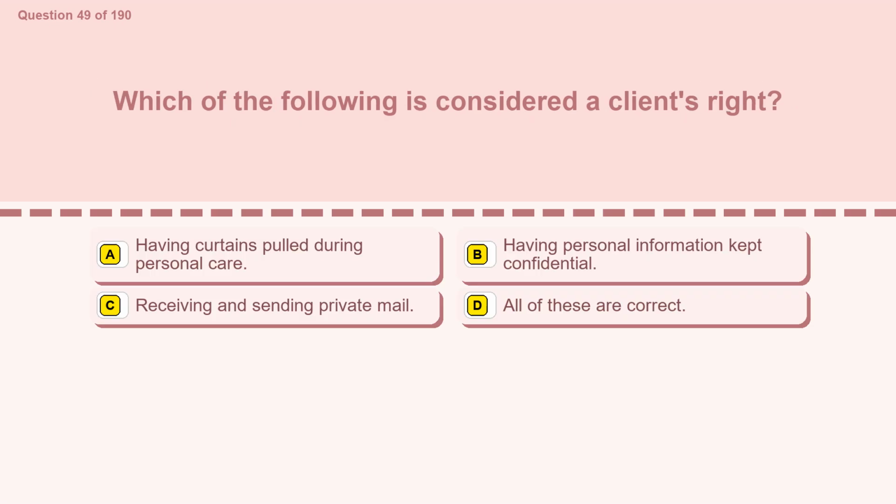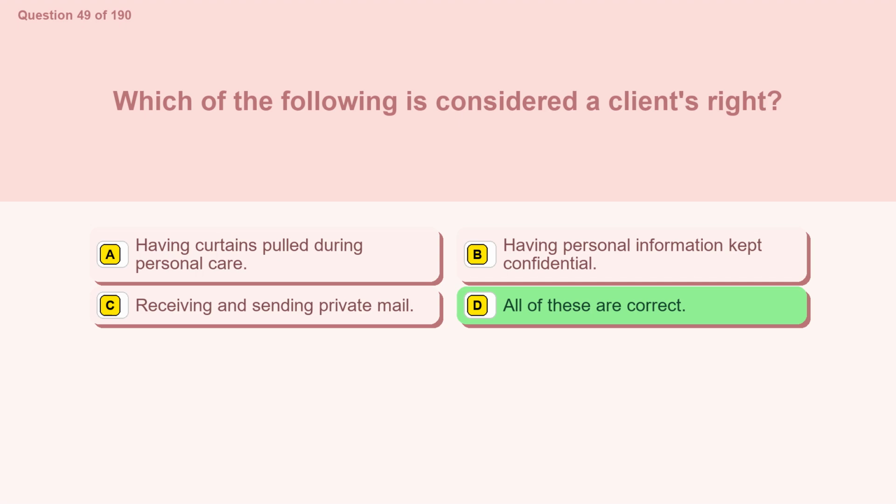Question 49. Which of the following is considered a client's right? Option A, having curtains pulled during personal care. Option B, having personal information kept confidential. Option C, receiving and sending private mail. Option D, all of these are correct.